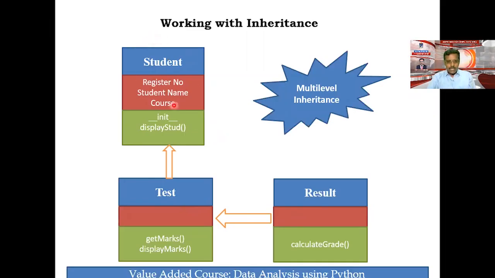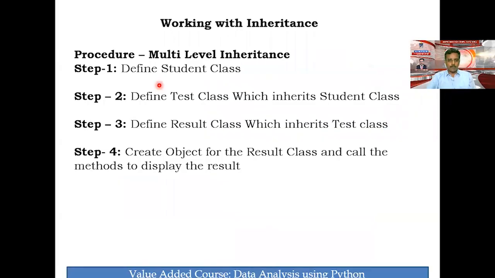Now the student is the base class and test is the derived class. But for the result class, test will be the base class. So we can create an object for this result class and access the methods from test and student. That's what I am doing in the procedure.